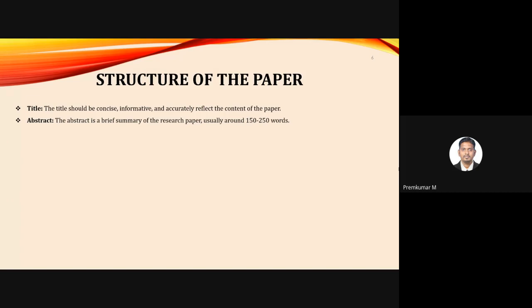The abstract should be between 150 and 250 words. You have to briefly summarize your work, and it should not be less than 150 words. If you write an abstract with fewer than 150 words, people feel that you have not done any work, so be careful. Try to have at least 150 words in your abstract, and you can extend up to 250 words.